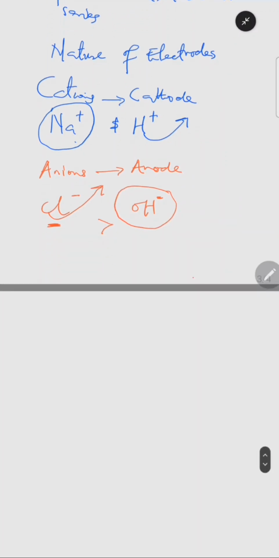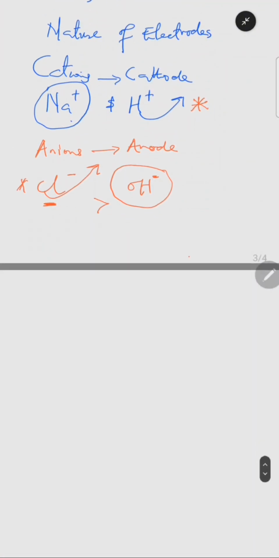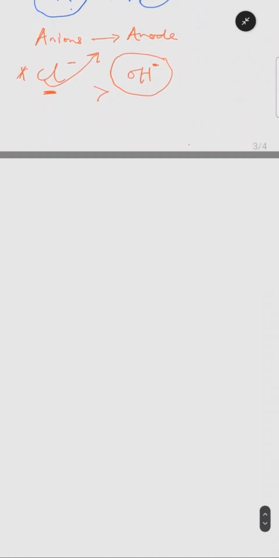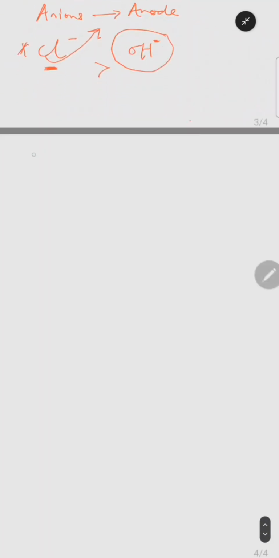So now we have both hydrogen ion and chloride ion to be discharged. So how will they be discharged? Now don't forget, the type of reaction involved in electrolysis is what we call redox reaction. Redox is from reduction and oxidation.